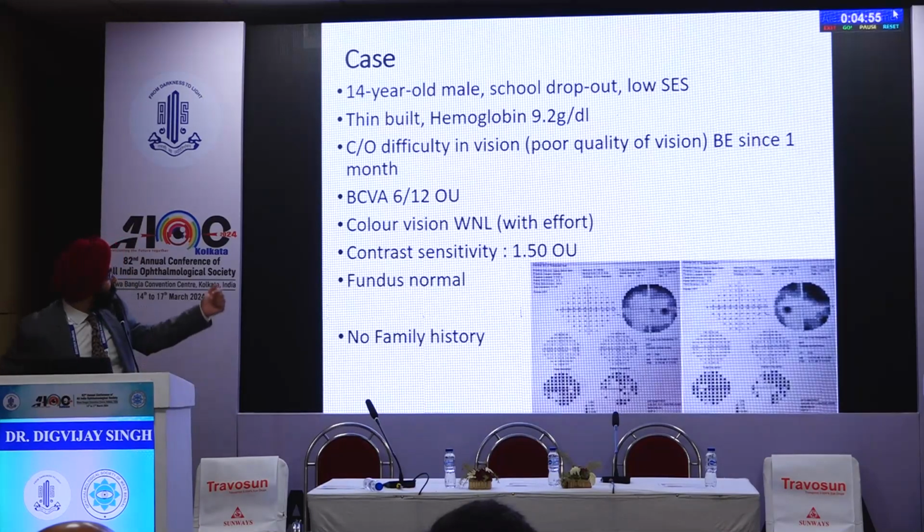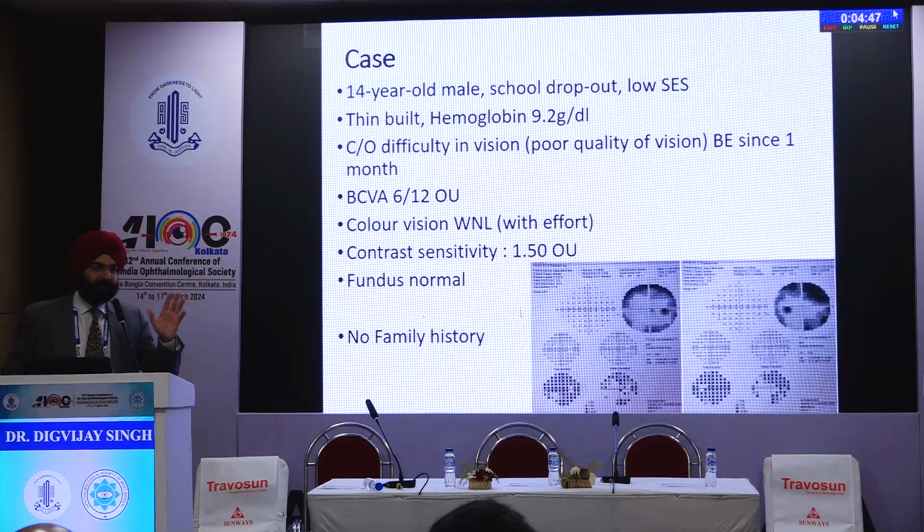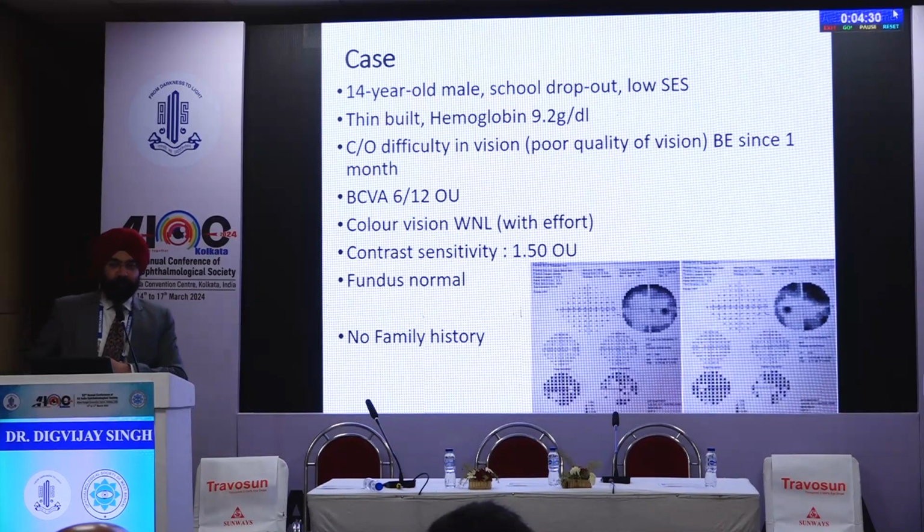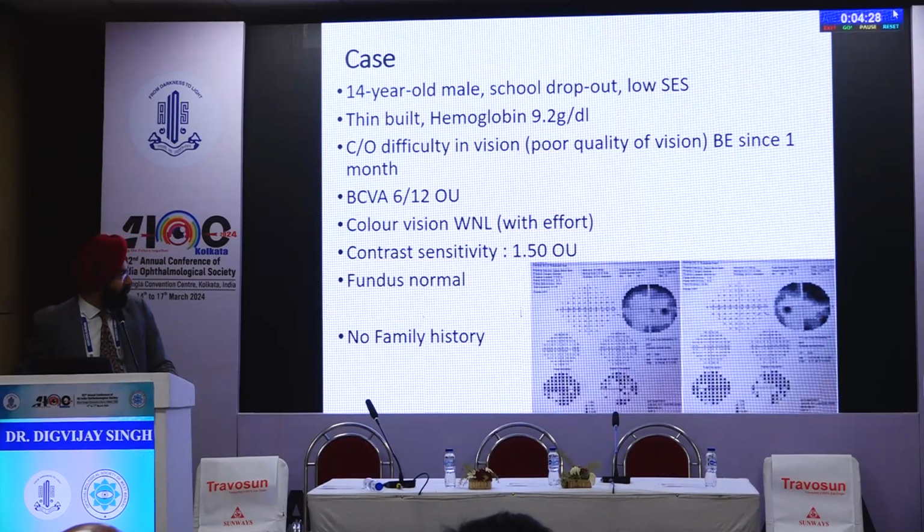Let's come to a case here. This is a young male boy who presented with a thin build, having vision loss over time. Vision had come down to 6/12 in both eyes, and remember, these are somewhat symmetrical vision losses that you'll get in these cases. Color vision was within normal limits initially. Contrast was slightly decreased. The fundus appeared absolutely normal. There was no family history of any disease. But when you look at the visual fields, you can see there was a field defect in both eyes, a generalized depression with a slight peripheral constriction and a central field defect.